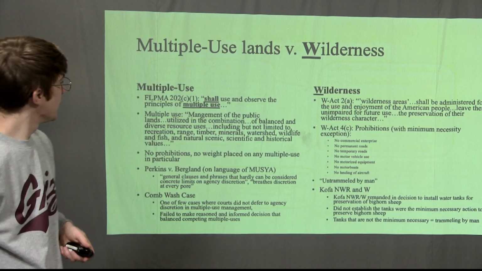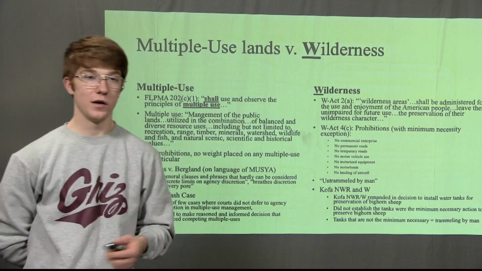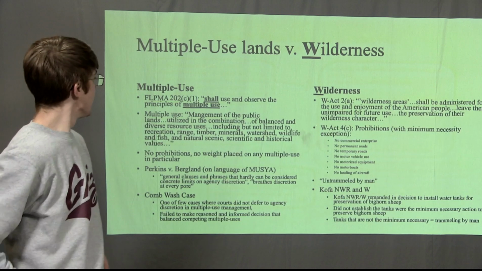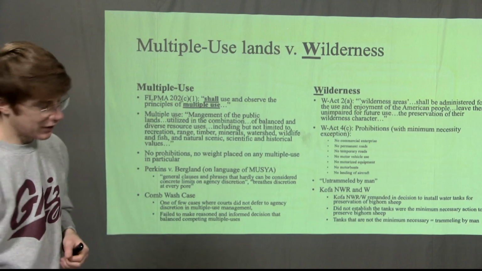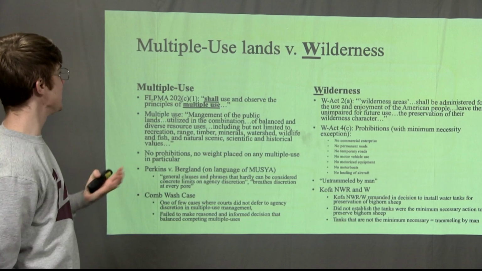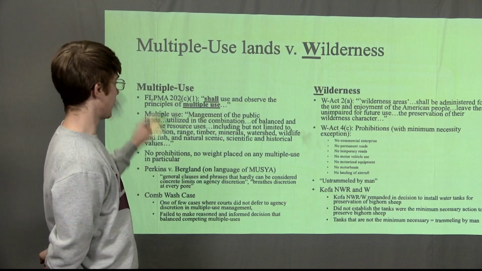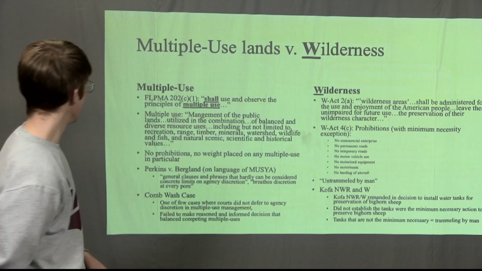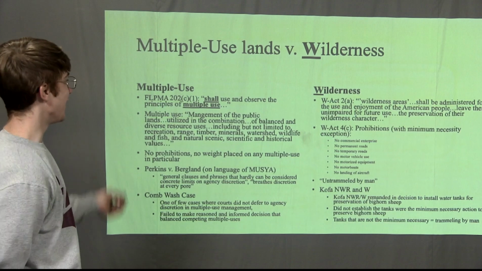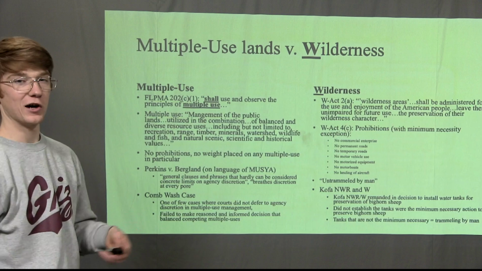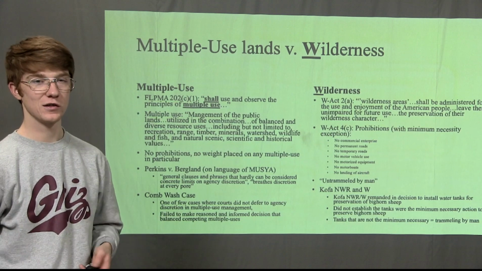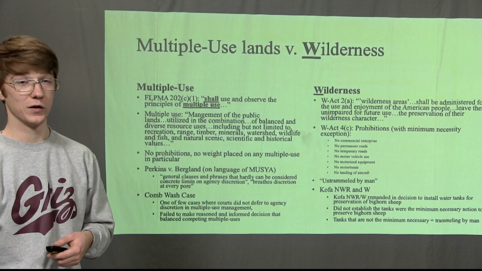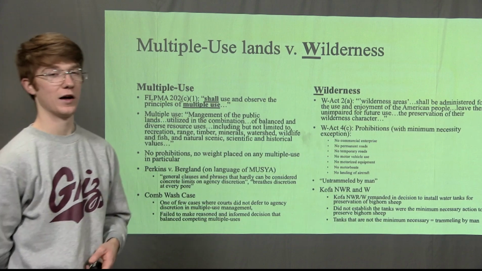Okay. So, going back to multiple use, throwing it back to test 2, on the slide here I got FLPMA section 202(c)(1): the Secretary shall use and observe the principles of multiple use in the land planning process, and then it defines multiple use as management of the public lands utilized in the combination of balanced and diverse resource uses, including but not limited to recreation, range, timber, minerals, watershed, wildlife and fish, and natural, scenic, scientific, and historical values.